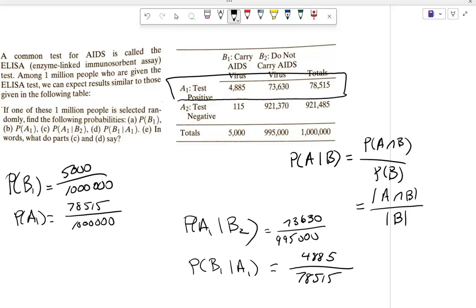Yeah. So the first one, what's the given information in the first one? What's the given? You don't carry it, right? And then given that you don't carry it, okay, so that's the given. What's the first part? What's the A1? You test positive, right? So you don't have it, but you tested positive. So that's a false positive. That's what that means.